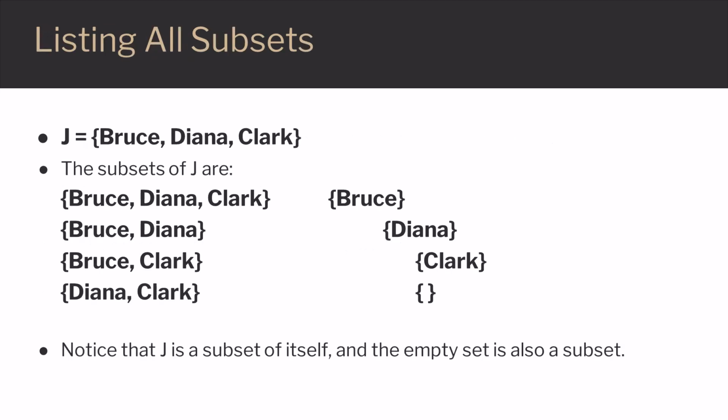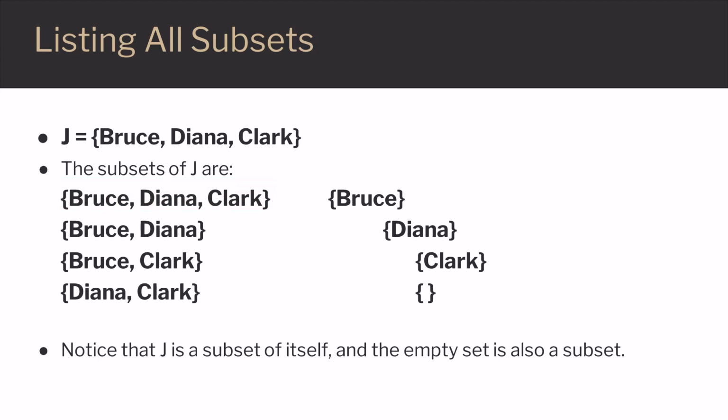For smaller sets, we can list out all the possible subsets. In this example, we have the set J with three names inside: Bruce, Diana, and Clark. To list all the subsets, we need to find all possible sets that can be made of the three elements in J. The first subset is a bit surprising. It is the set itself. Every set is a subset of itself.